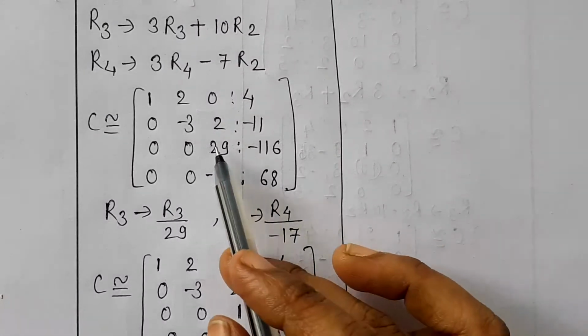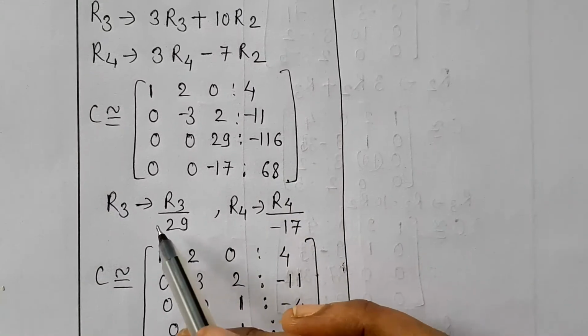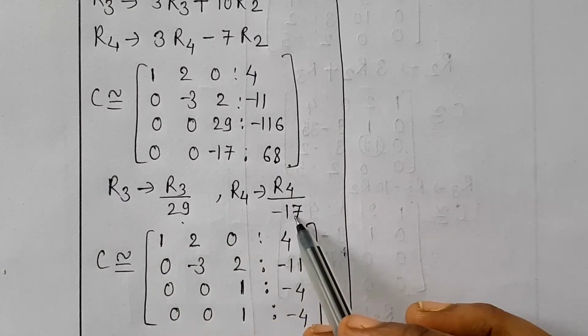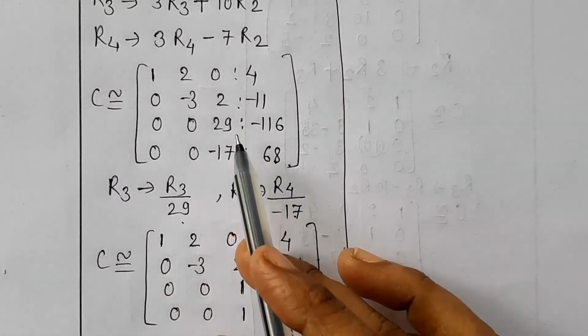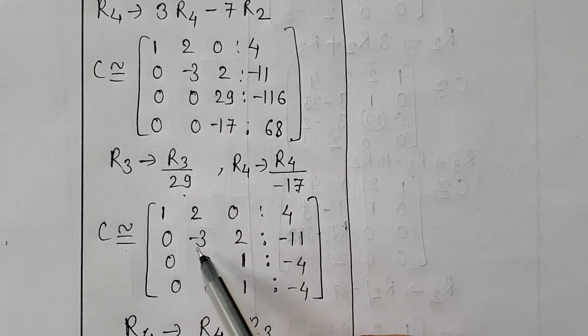So this has relations 29 and 116 as well as 17 and 68. So we divide by 29 and by 17 the third and fourth rows. So this augmented matrix is 1 2 0 4, 0 minus 3 2 minus 11, 0 0 1 minus 4, 0 0 1 minus 4.